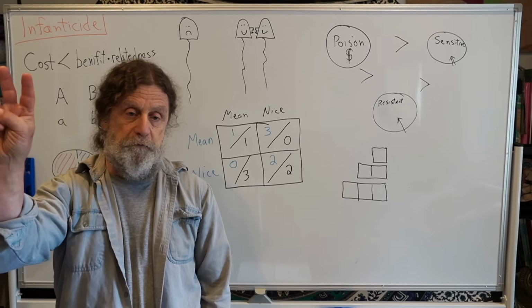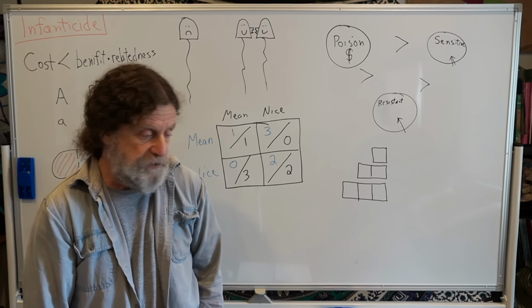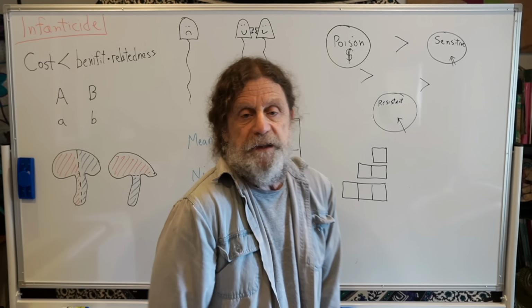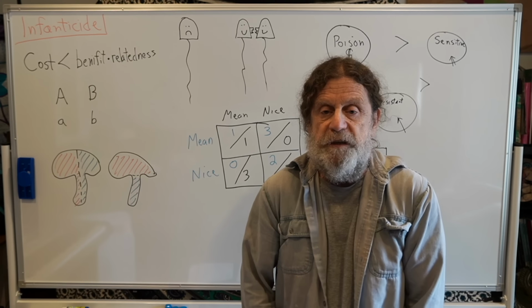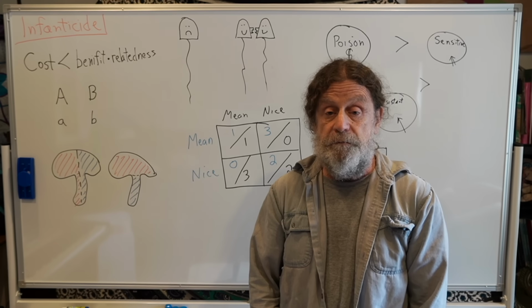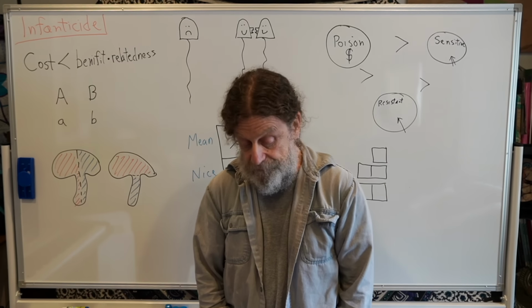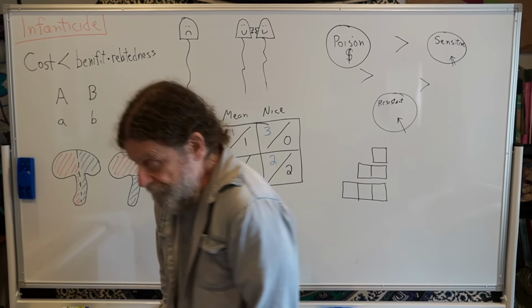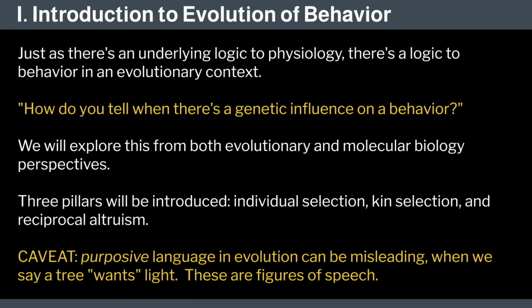There are 3 main pillars that explain everything, and don't write them down yet because we'll get to them in detail, but individual selection, kin selection, and reciprocal altruism. Okay, starting off with individual selection.